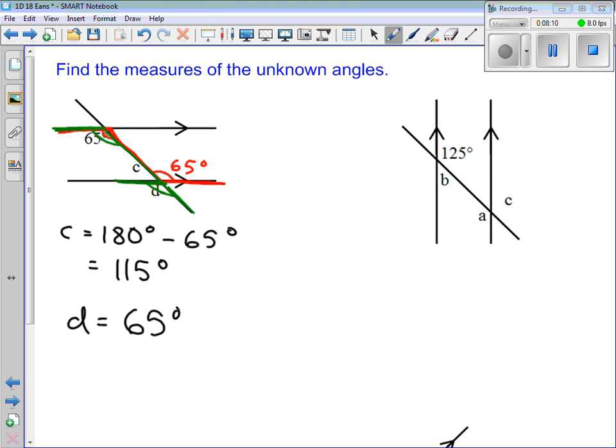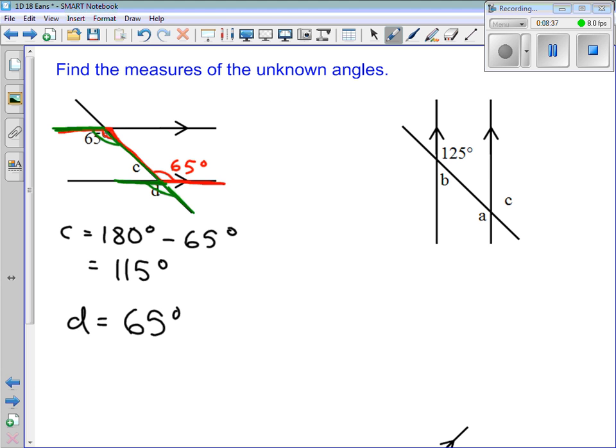All right, let's have a look at the next one here. Again, we've got two parallel lines. They're split with a transversal. This time we have three angles that we're trying to find here, A, B, and C. Now, quite often, the letters give you a little clue as to the order you should try to figure them out. The letter that comes first in the alphabet is usually the first angle you should try to find, but not always. But let's try that in this case.